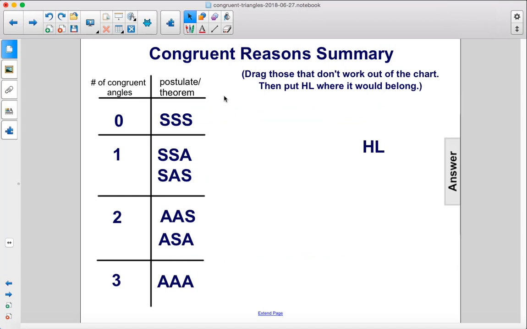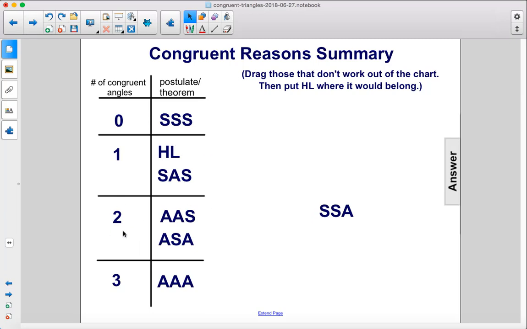Congruent reasons summary. Drag those that don't work out of the chart, then put HL where it would belong. Alright, so if we have 0 congruent angles, then yes, we can use side, side, side to show that 2 triangles are congruent. If we have 1 congruent angle, that would be side angle side. Side side angle is not an actual way to show that 2 triangles are congruent, but hypotenuse leg does include 1 congruent angle, the 90-degree angle, so that goes there.